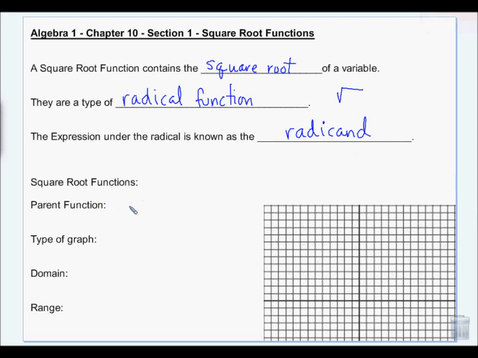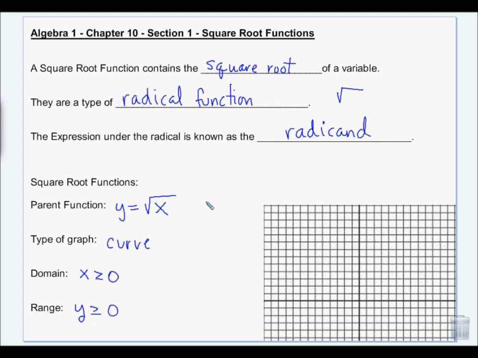Radical functions, or square root functions, the parent function is just y equals the square root of x. Okay, that's the parent function, that's the base. The type of graph is a curve. The domain, x has to be greater than or equal to 0 because we can't have negative numbers under our radical, right? We can't take the square root of -4. And then the range, we're going to say y is greater than or equal to 0.